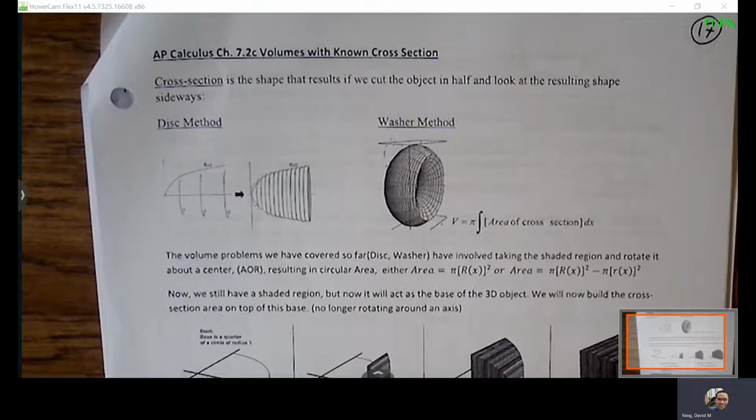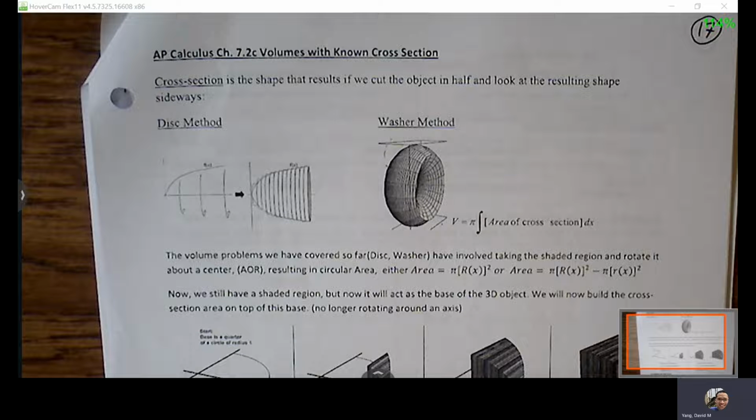Okay, so far, when we're dealing with volume, we've been rotating around an axis, whether it's the disk method or washer method. But we know that the result of the rotation is causing these circular-based objects to form. Right? But first, some definitions here.